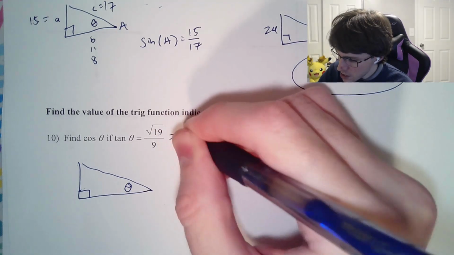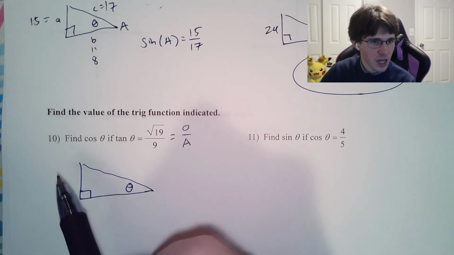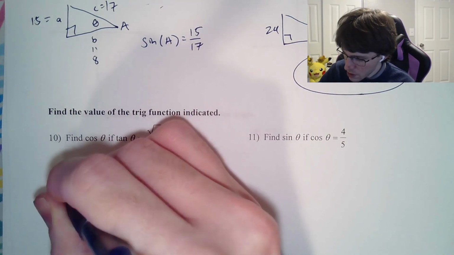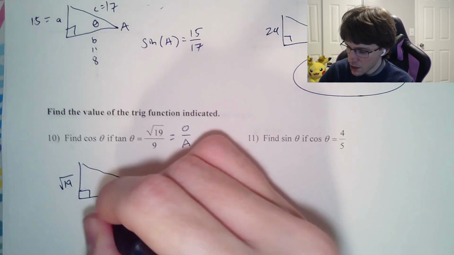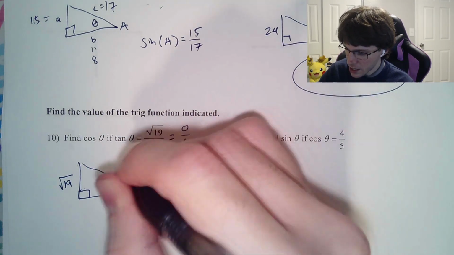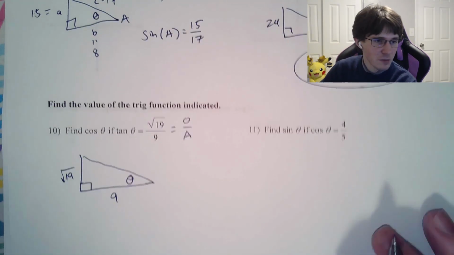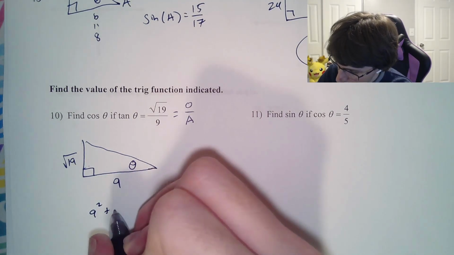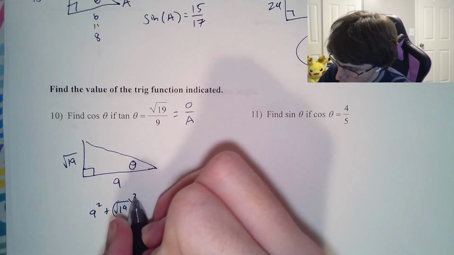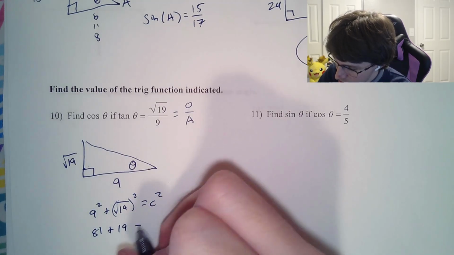Remember that tangent is the opposite over the adjacent from your SOHCAHTOA. So the opposite of theta is going to be the square root of 19, and then the adjacent side over here is going to be 9. We don't know what this letter c is for the hypotenuse, but we are able to figure it out by doing a squared plus b squared equals c squared. 9 squared plus the square root of 19 squared is equal to c squared. So we've got 81 plus 19 is equal to c squared.